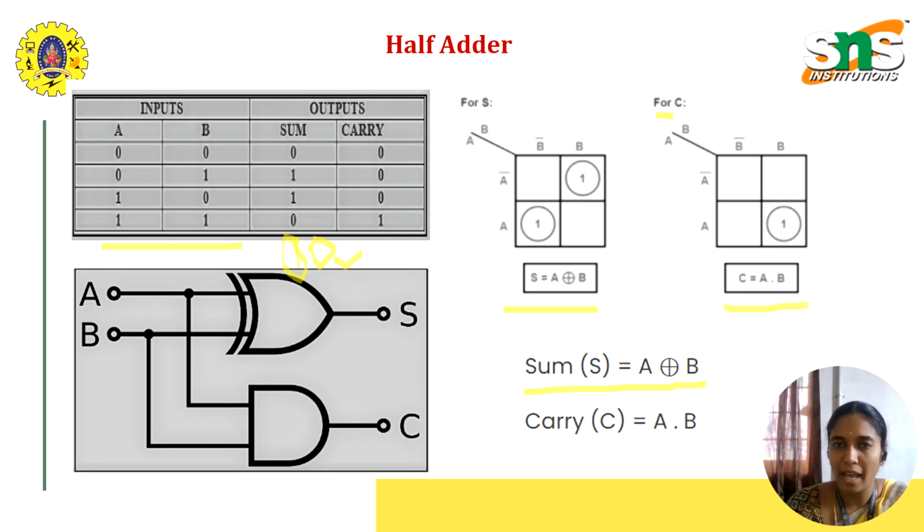Next, for the carry. In the carry, we have only one 1, in the third cell, which is isolated. By seeing the row and the column, it is A and B. So carry is equal to AB. Based on the truth table, we have derived the simplification. The final answer for sum and carry is: sum is A XOR B and carry is AB. This is the logic diagram for this function. A and B through an XOR gate give the sum, and A and B using the AND gate give the carry.